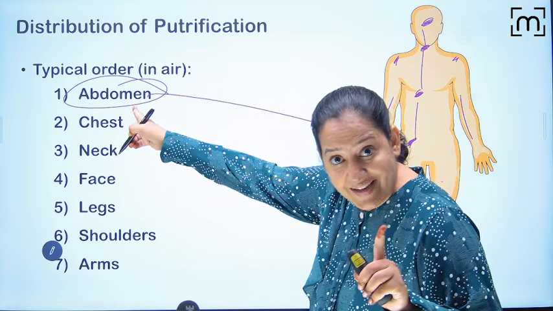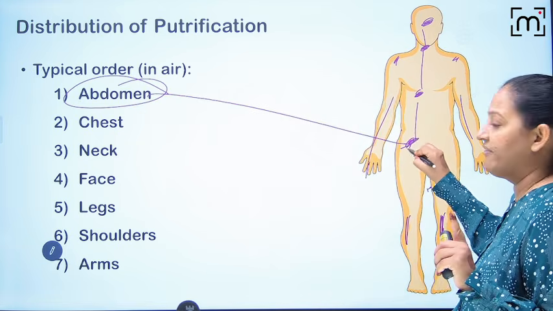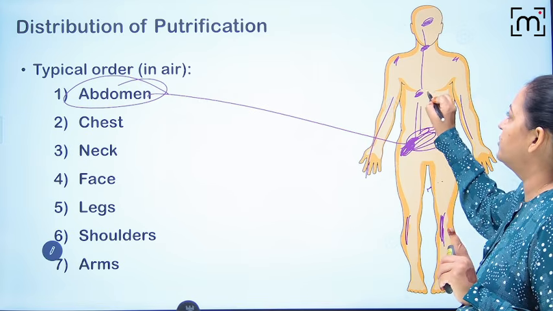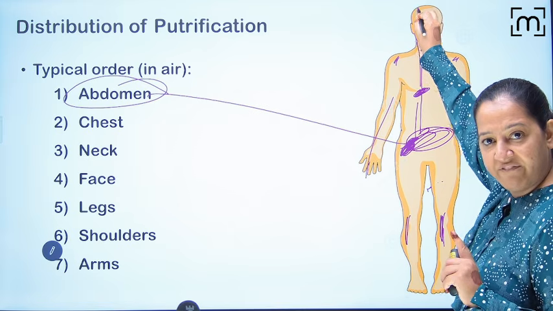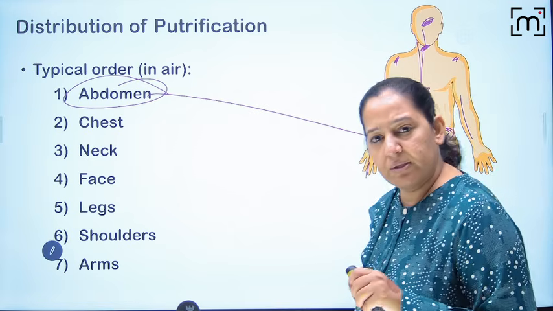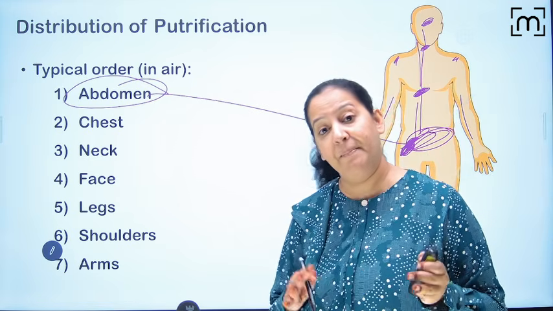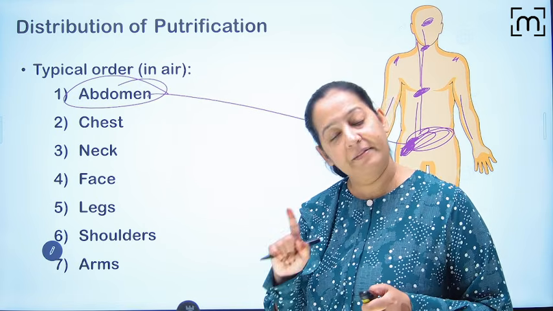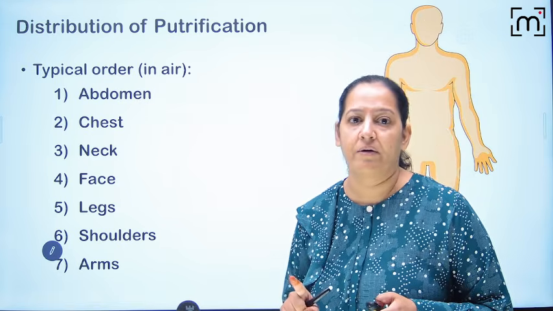So putrefaction externally starts with the abdomen, especially the right iliac fossa, the caecal region. Then the complete abdomen, then it moves to the chest, then the neck, then the face, then the shoulders, then the arms. So this is the usual sequence, but it depends on the temperature, body to body. There are many factors that will come into that. This is the external order.